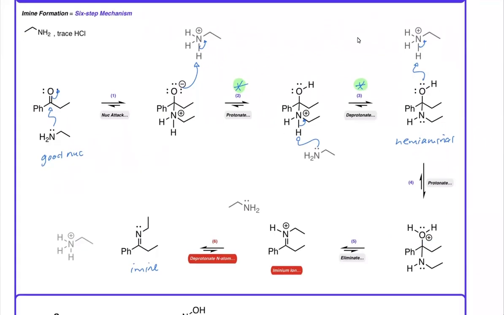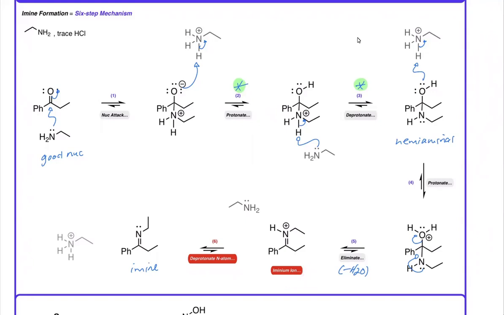And then we kick out the water-leaving group in the next step with the nitrogen's lone pair. The nitrogen collapses its lone pair, forming a pi bond. And we expel in step 5 a water-leaving group. That forms an important mechanistic intermediate for us, which we call the iminium ion. Here there's a carbon-nitrogen pi bond, and the nitrogen is charged positively.